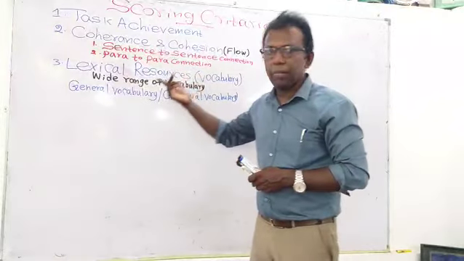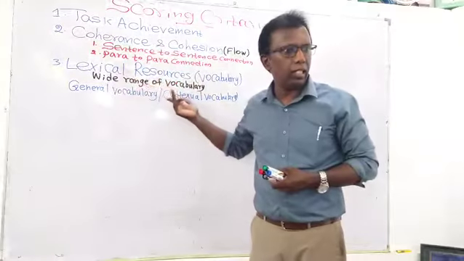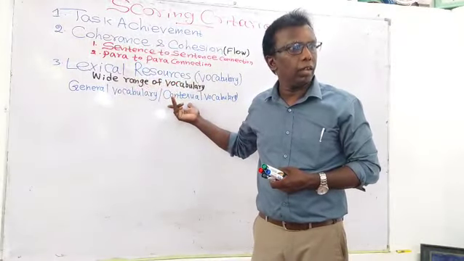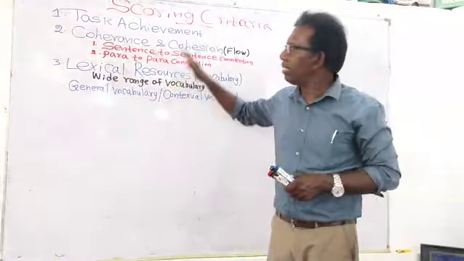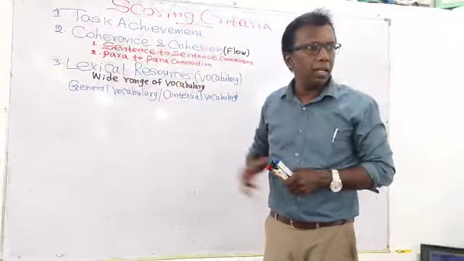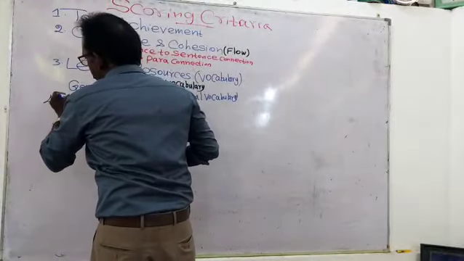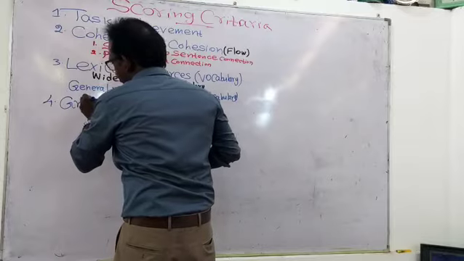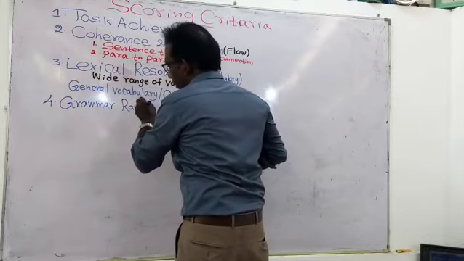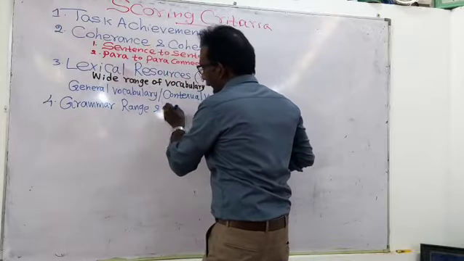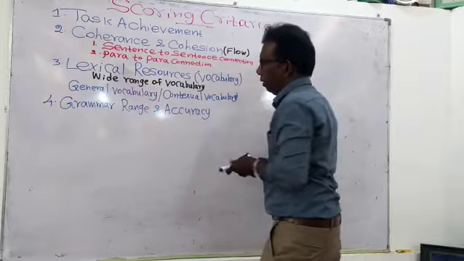Now with your vocabulary, the examiner checks whether you are using good general vocabulary as well as contextual vocabulary. These two we call lexical resources. That is the third criteria. Now the last criteria, the fourth one, we call grammatical range and accuracy. This is the last criteria.